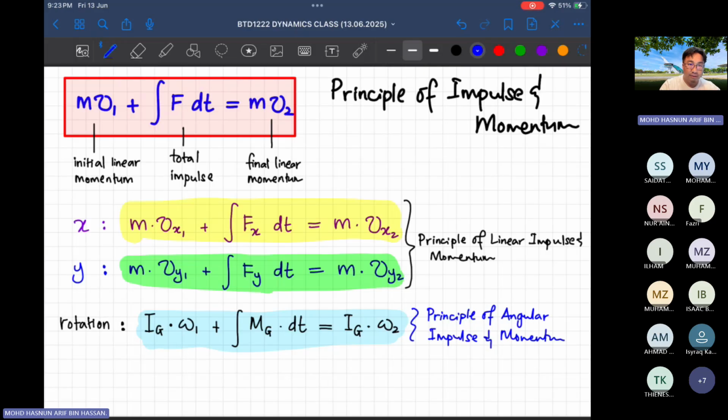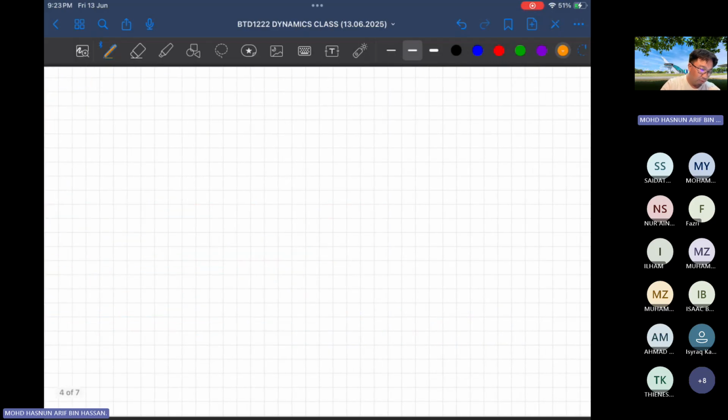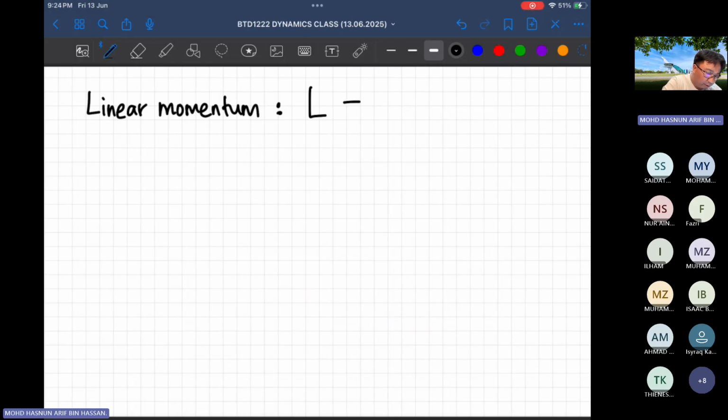The other thing is that when you refer to the textbook, they also use different symbols. For example, when you have linear momentum, the symbol used is L. L is basically equal to m times v.